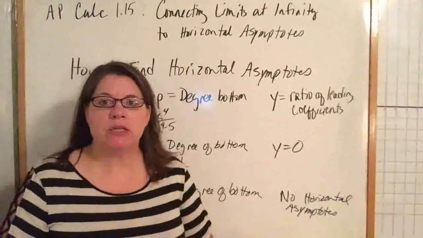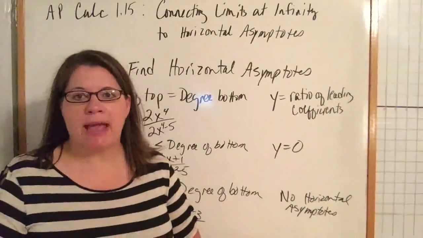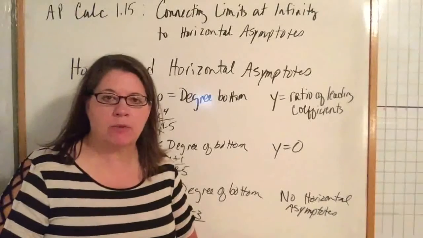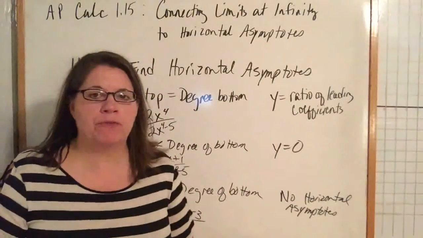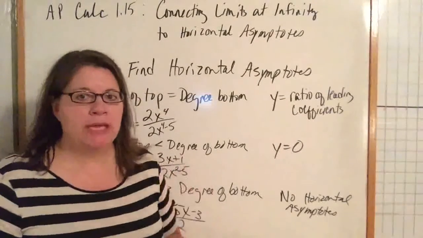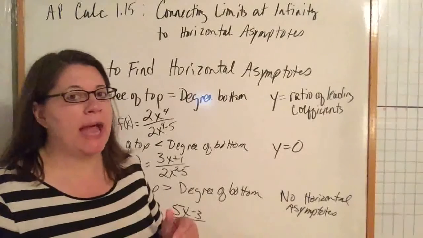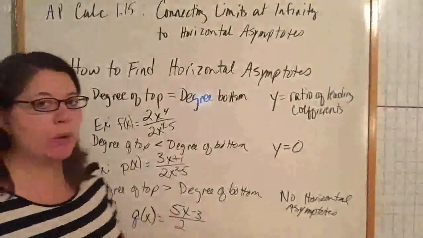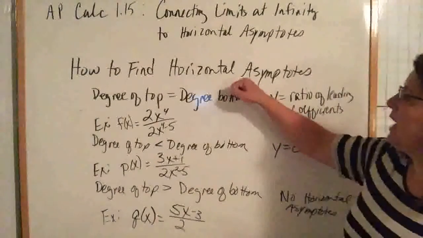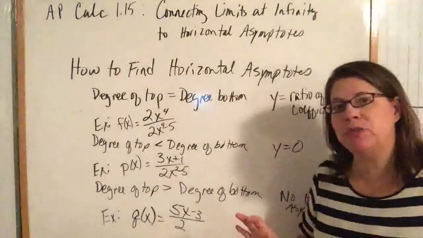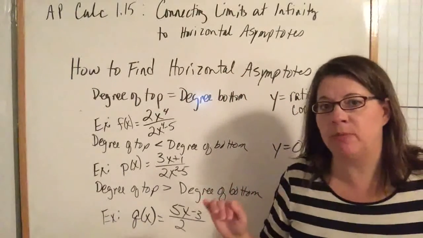This is AP Calculus 115, and we are going to connect horizontal asymptotes with limits as x approaches infinity. And in order to do this, we need to first review horizontal asymptotes. We've hinted at this before, but I want to make sure you understand where our horizontal asymptotes come from when we're graphing polynomial functions. So to find horizontal asymptotes, it all has to do with the degrees of the numerators and the denominators in your polynomial function.